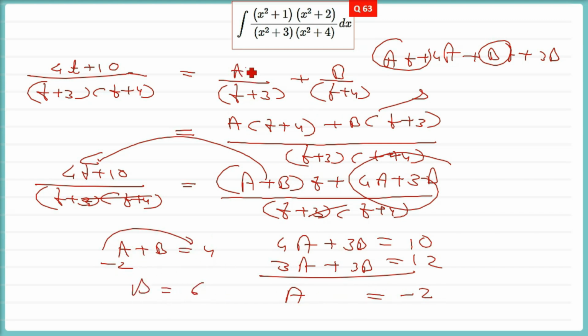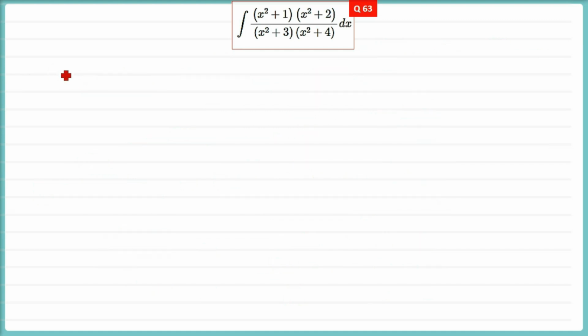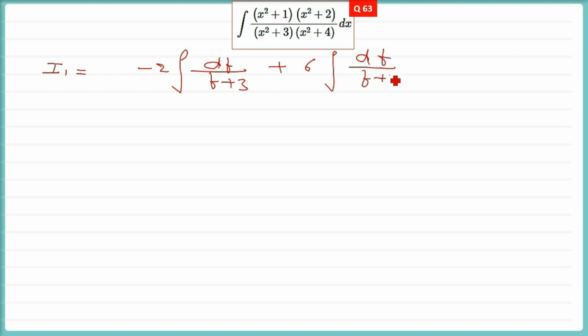Now the next step will contain a as negative 2, so we'll take negative 2 out and integrate this 1 by (t + 3), but it's not t plus 3, it's x square plus 3. So what I'm trying to suggest here is this I1, because we haven't differentiated x square equals t, we have to replace this. We cannot write this dt. I'm just showing it to you. There is no dt here because we haven't differentiated it.